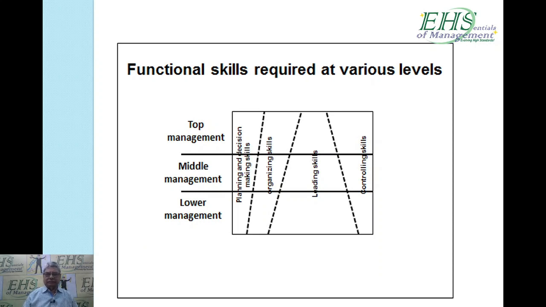Now we will see the functional skills. For top management, planning and decision making skills are required more, and less at lower management. Then organizational skill is again required more at top management and less at lower management. Leading skills are required more at the lower management because they have to deal with a larger number of people. Top managers deal with only 4, 5, 6 heads of departments, but a supervisor may deal with 25, 30, up to 40, 50 people of his department, of his section. So he needs leading skills more, and controlling skills are required more at the top than at the lower level of management. So these are the functional skills required at various levels, and we have seen at which level which functional skill is required more and which is required less.